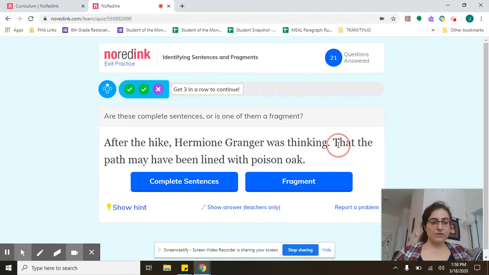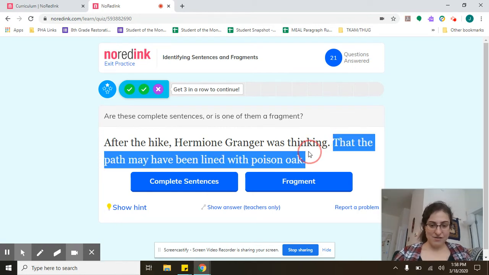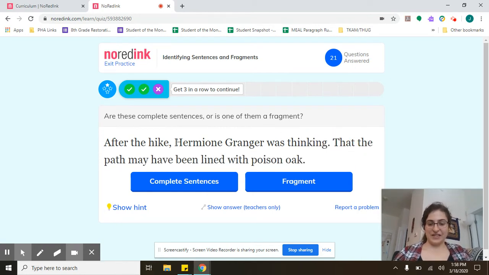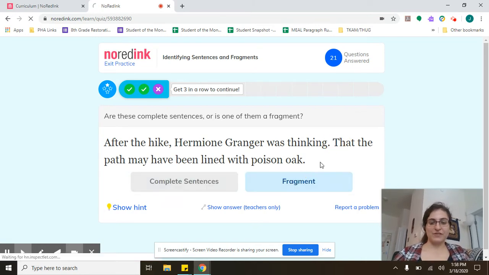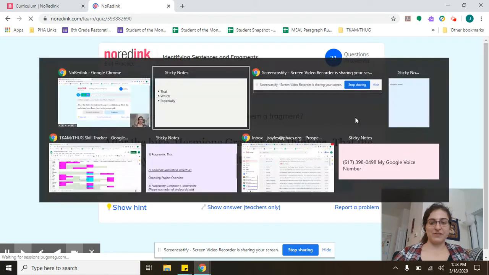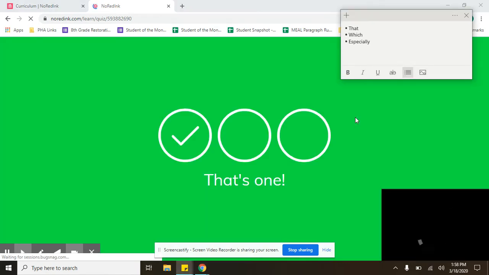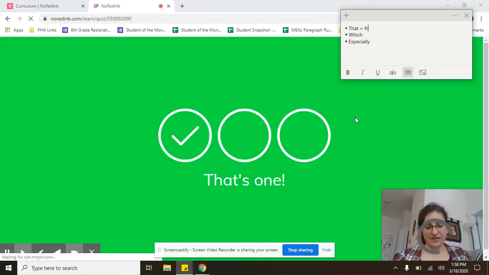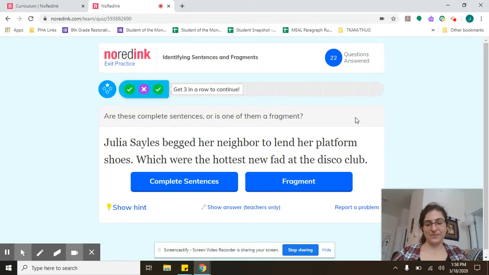We don't know where that's coming from. If something starts with "that" and just goes straight into the idea, no transition, no explanation, you can be pretty sure that that is a fragment. So I'm going to put in our cheat sheet that "that" is generally a fragment.